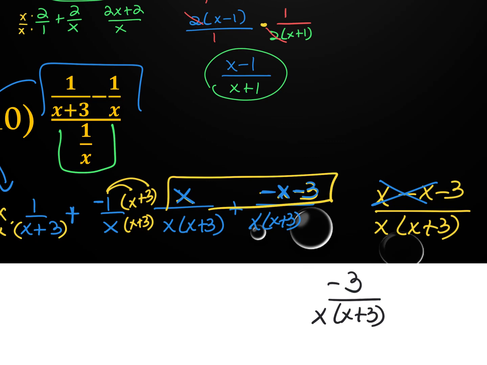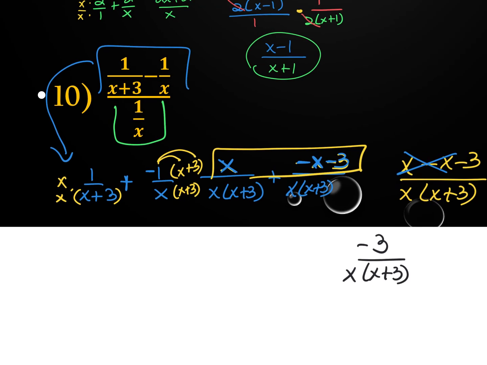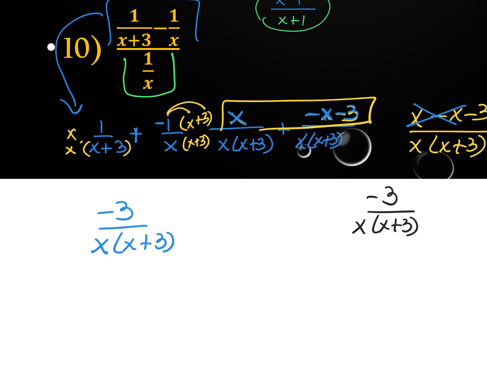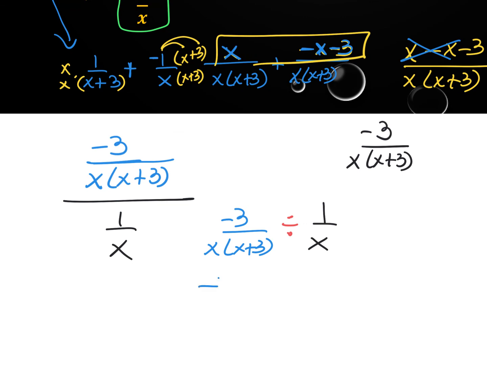Now I have to do my keep, flip, change. So now this was the simplified numerator. So that was blue. So the numerator was this. The denominator, I didn't do anything to. So that was left as 1 over x. So now I'm going to do the keep, flip, change. So negative 3 over x times x plus 3, and actually, I'll do divided by 1 over x. Keep this the same. Change it to multiplication. Flip this one upside down.